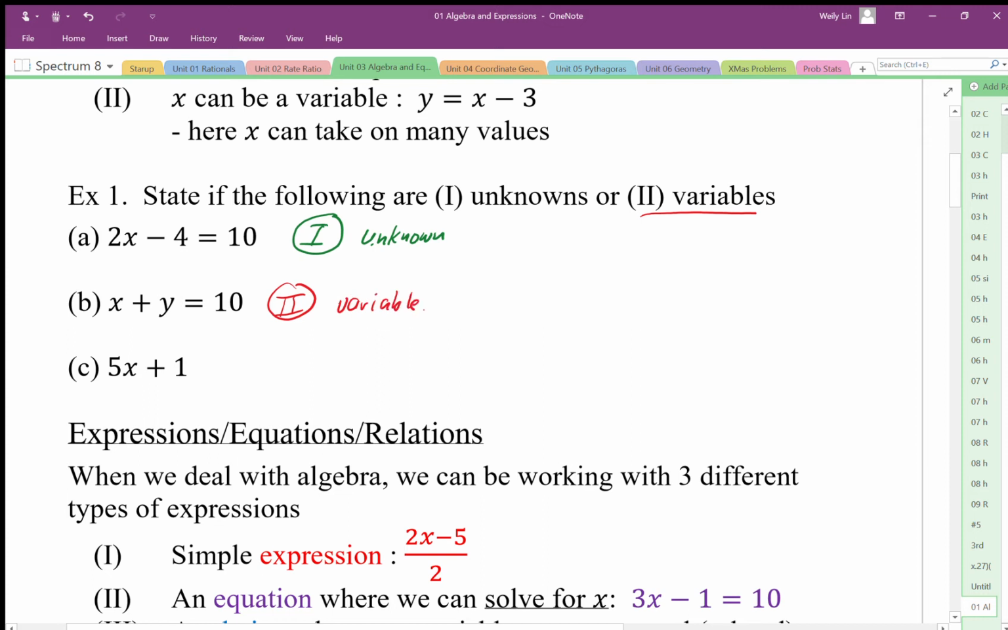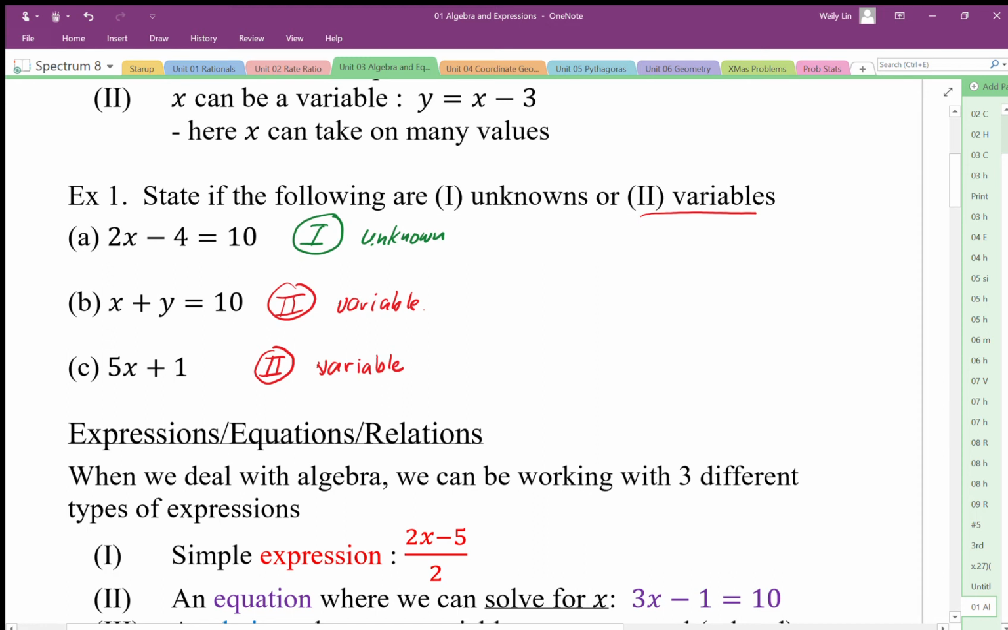So with C, we have 5x plus 1. Now it's not actually equaling anything, so can x take on many different values? And again, the answer would be yes. So this is, again, a variable. It can take on many different values. We can evaluate this expression for different values of x. Okay, x could be 0, x could be 1, x could be 2.